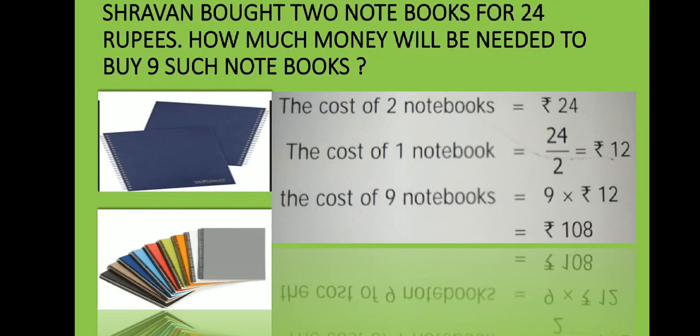Using the unitary method: Shravan bought 2 notebooks for 24 rupees. How much money will be needed to buy 9 such notebooks? First of all, you find out one notebook's value. Here, the value of 2 notebooks is given as rupees 24. So easily find out one notebook's value: 24 divided by 2, you will get 12 rupees. Then the required notebooks are 9, so you multiply by 9. So 9 into 12 is equal to rupees 108.